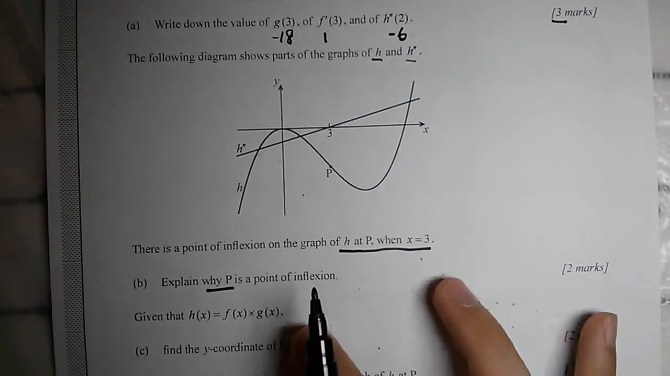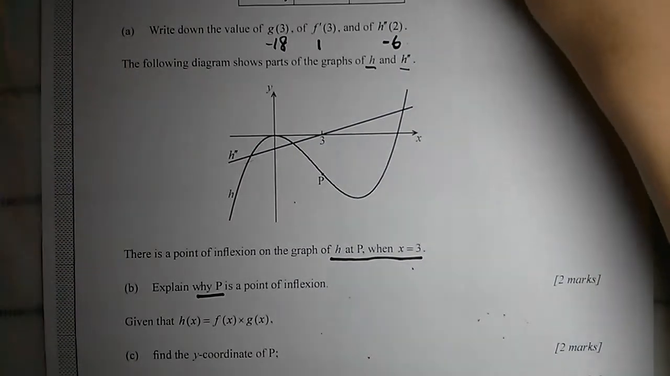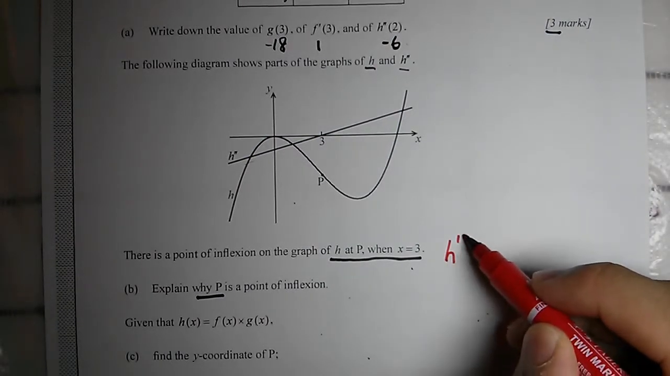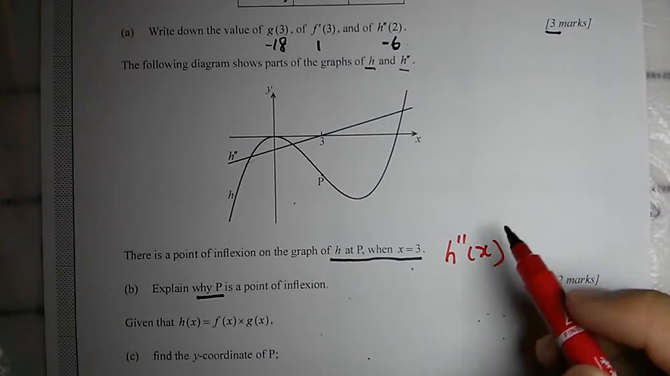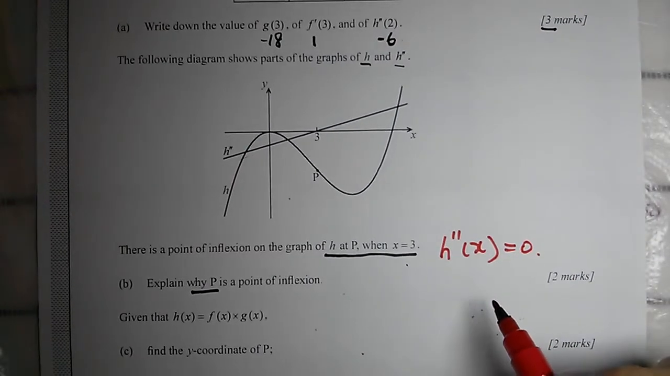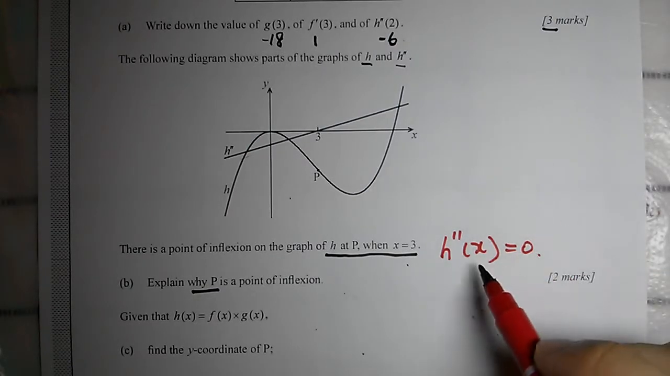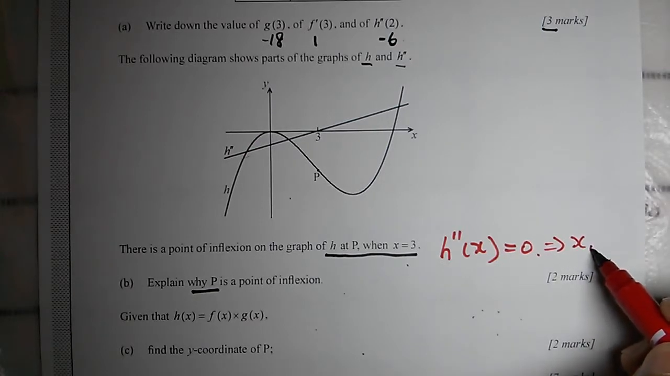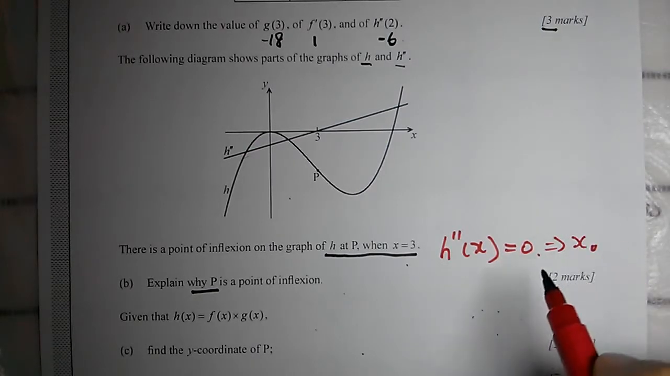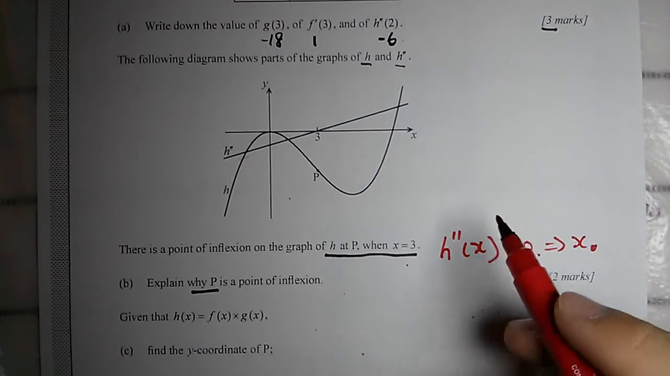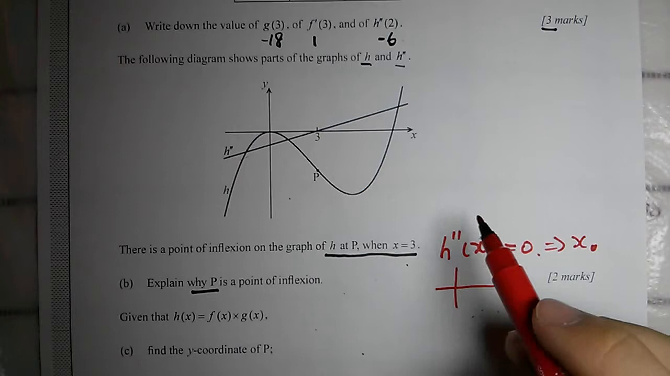So think about normally, how do you find a point of inflection? If you remember, you find it by first doing the second derivative, h double prime, and then you would solve this equal to 0. So this is what you normally do if they ask you for a point of inflection. After you get a solution, let's say the solution is x0, what you need to check is whether this is actually a point of inflection. So you would usually do a sign table.